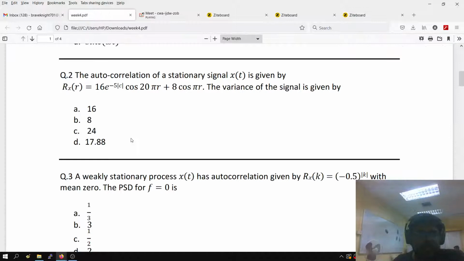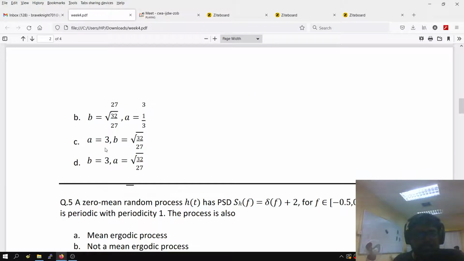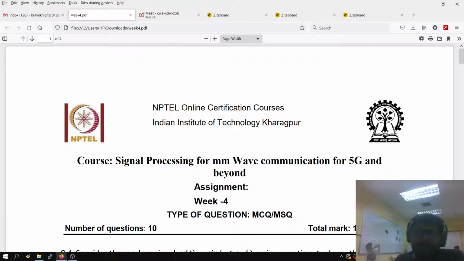So the right answer is option C, 24. So we come to the third question.